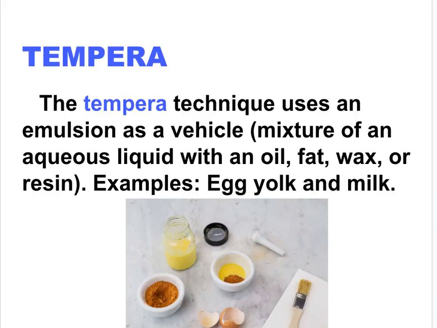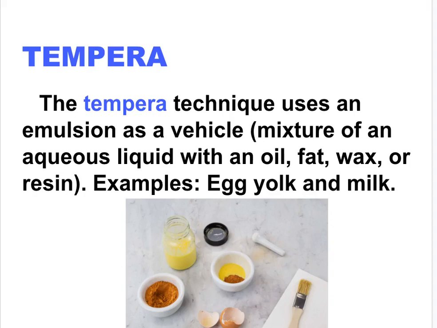The next type of paint is tempera. The tempera technique uses an emulsion as a vehicle. Remember, the vehicle is a thing that makes it go, right? Makes it into a liquid. And this emulsion, let me just tell you what an emulsion is. It's when you have two liquids mixed together that don't completely physically bind together. One stays like droplets within the other. And so a common example of tempera emulsion is egg yolk and milk.